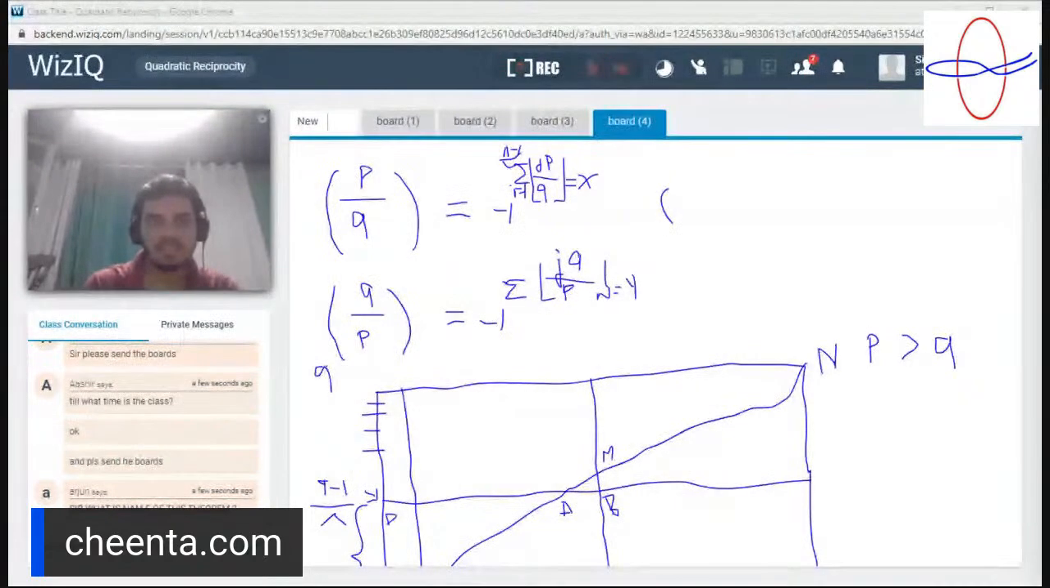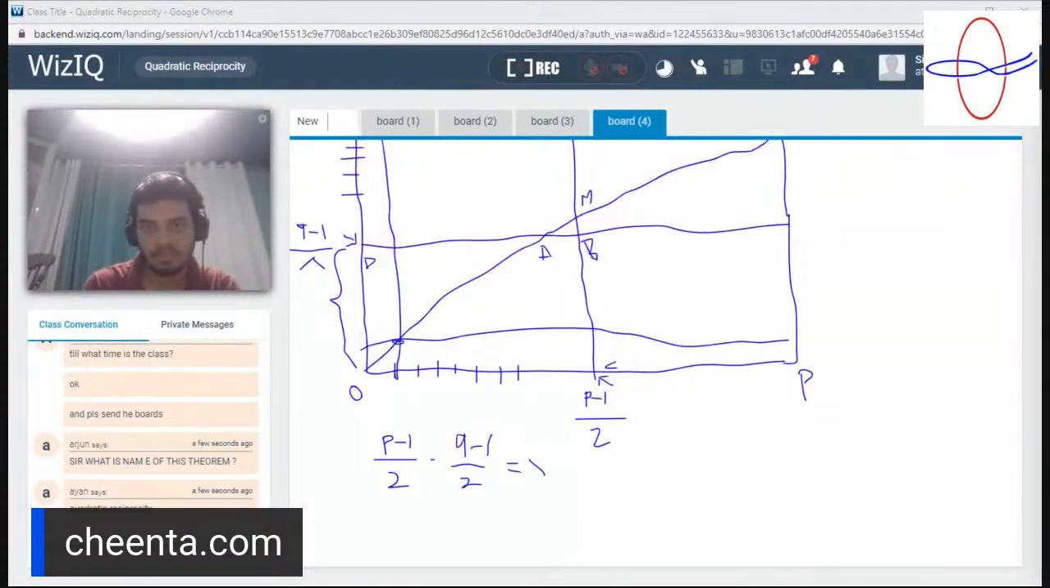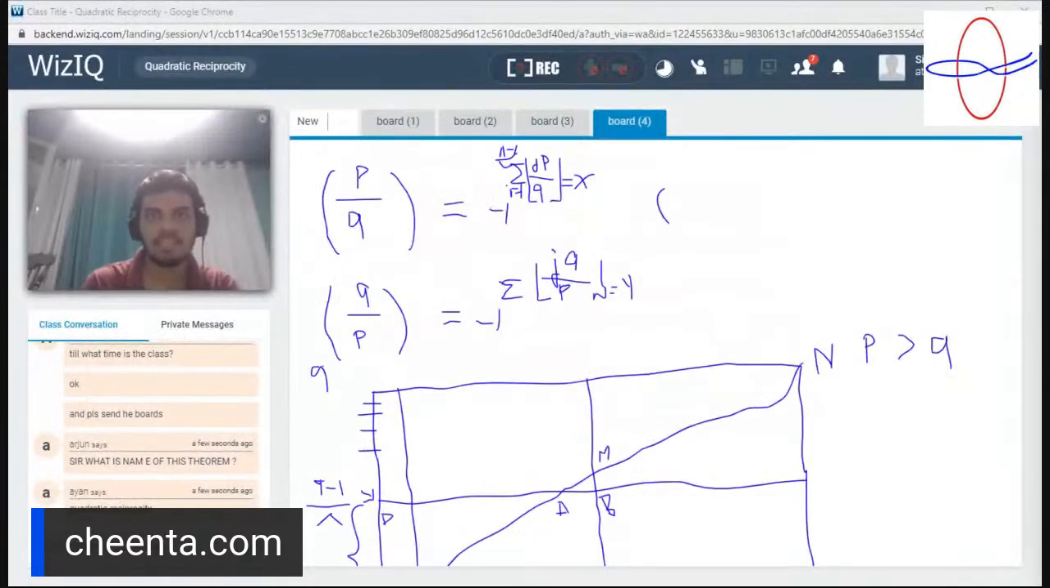This is the theorem of quadratic reciprocity. And what we need to prove is that this is equal to capital X plus capital Y, where capital X and capital Y are these exponents here.